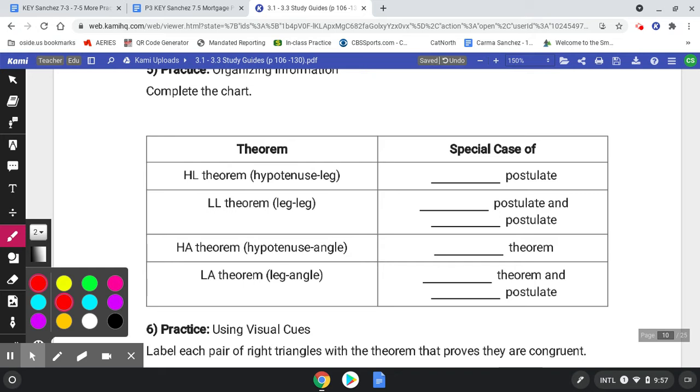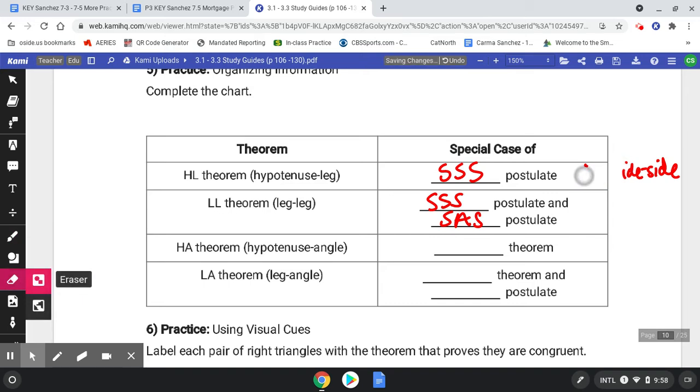So the HL theorem is a special case of the side-side-side postulate. Because if you have a hypotenuse and a leg, and you use Pythagorean to find the third side, that gives us our third side for side-side-side. The leg-leg theorem is a shortened version, a special case of side-side-side and side-angle-side postulate. Because again, with two legs, you have the third.